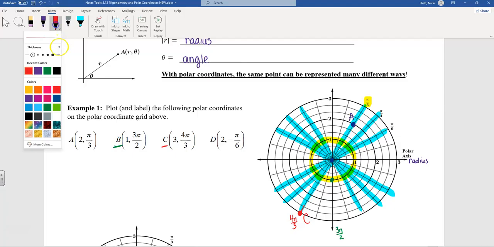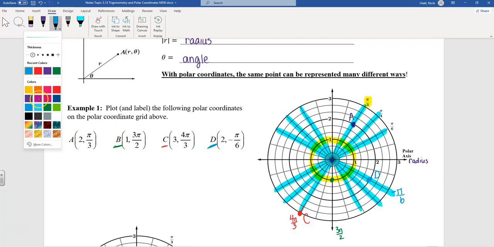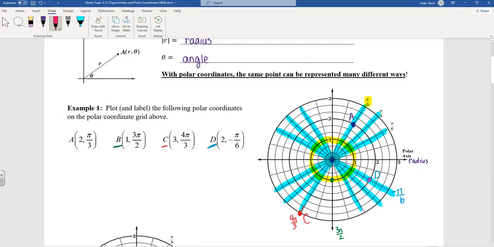Point D, let's use a different color, blue. For point D, I've got negative pi over 6. Negative pi over 6 means I go in the negative direction pi over 6. So it's right here. It's the same as 11 pi over 6. They're in the same position. And I need to go out 1, 2. So this point right here would be point D. Let me use a different color than blue. It's fading in with that. You can. And we'll talk about that here in a second, because it's a little crazy.